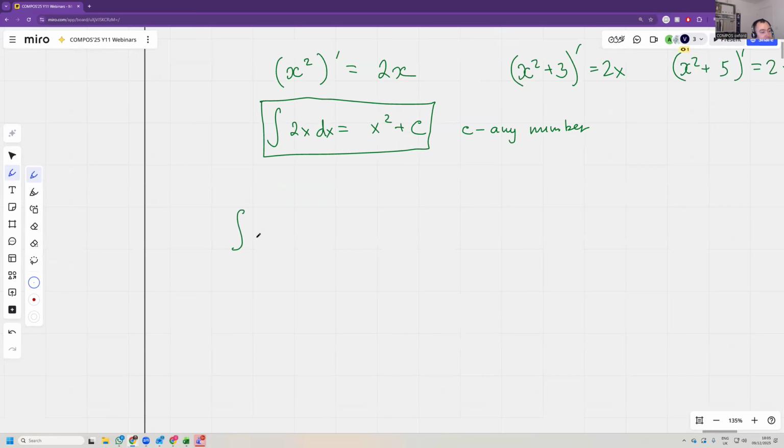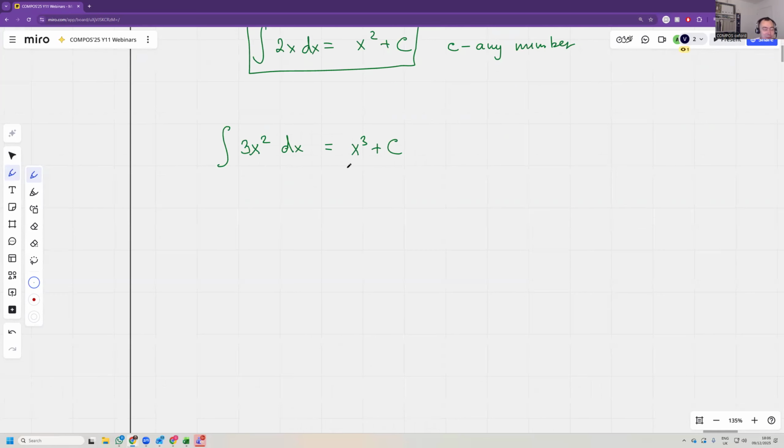Okay, let's do an integral of 3x squared dx. Well, we know a function whose derivative is 3x squared. It's x cubed. x cubed plus c, as simple as that.